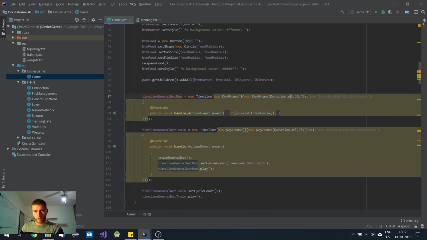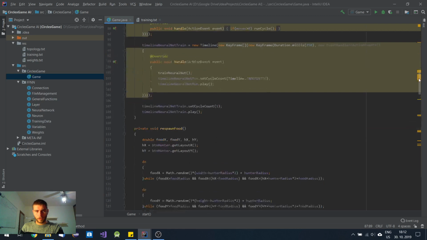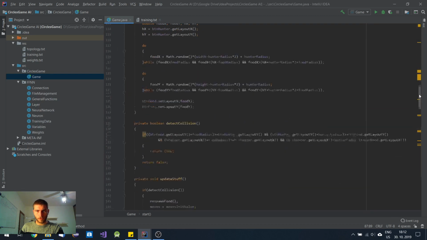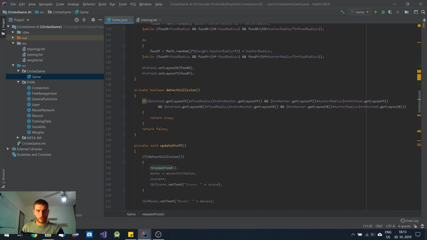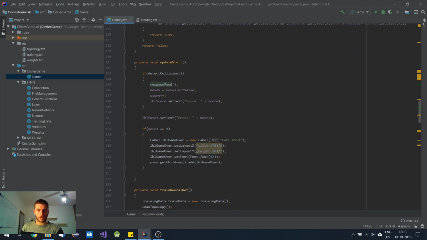And if you want to increase the speed of the game, you can change the period, how often it should be launched. So the lower the number, the faster the game will go. And down in here I have just three functions. This one respawns the food, and before it is respawned totally randomly, it is checked if it overlaps with the hunter, so it tries to generate the food far away from the hunter. This is the one function, and this one detects the collision, and this last function updates all the stuff like score. And when you run out of the moves, the game is over.